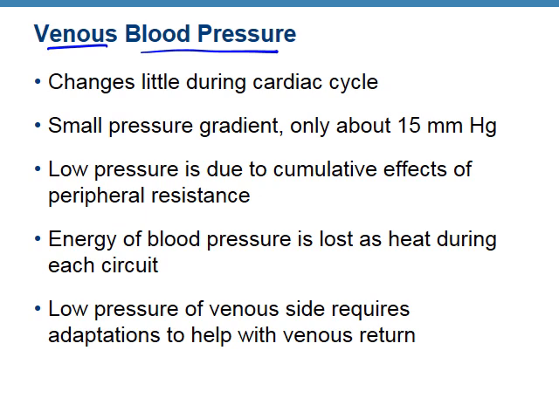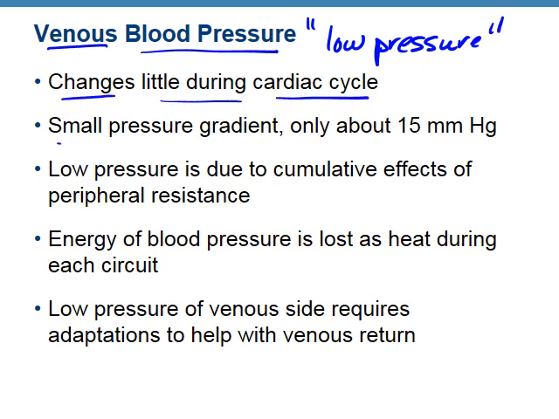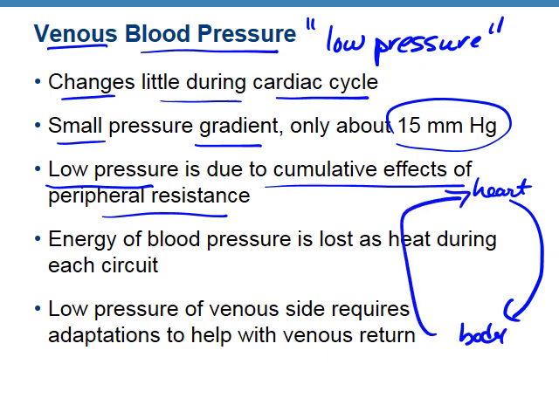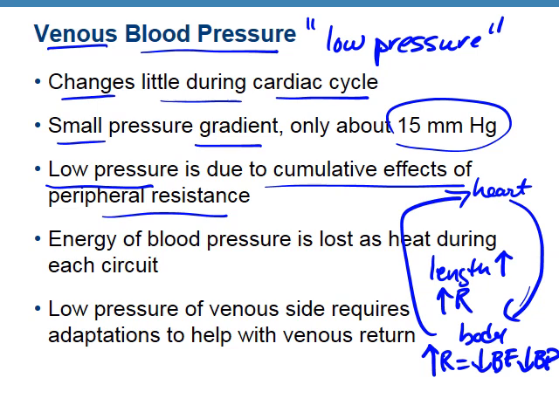So here we're talking about venous blood pressure. Remember, this is low pressure, while the artery is under high pressure. So it changes little during the cardiac cycle, with a small pressure difference, only about 15. Low pressure is due to the cumulative effects of resistance. Remember, you're traveling that long tube, right? You're going from the heart to the body, and back up to the heart. So this is a really long pathway. And what did we say about length? As you increase the length, you increase resistance. If you increase resistance, that means you decrease blood flow, and that means you decrease blood pressure. So as the blood is coming back to the heart, it's under low pressure.